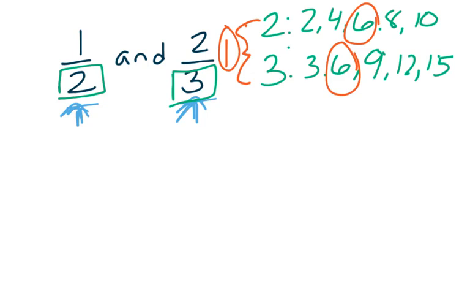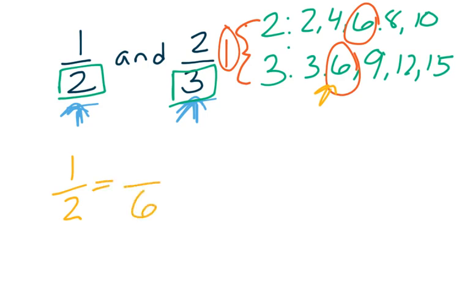Step number 2 is going to be to rewrite my fractions. I'm going to take 1/2, and the new denominator that I want it to have is the number 6, because that's what the numbers 2 and 3 have in common.